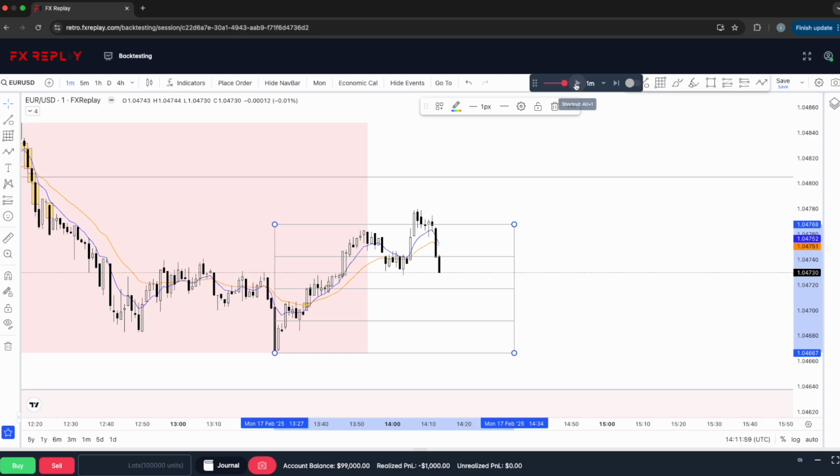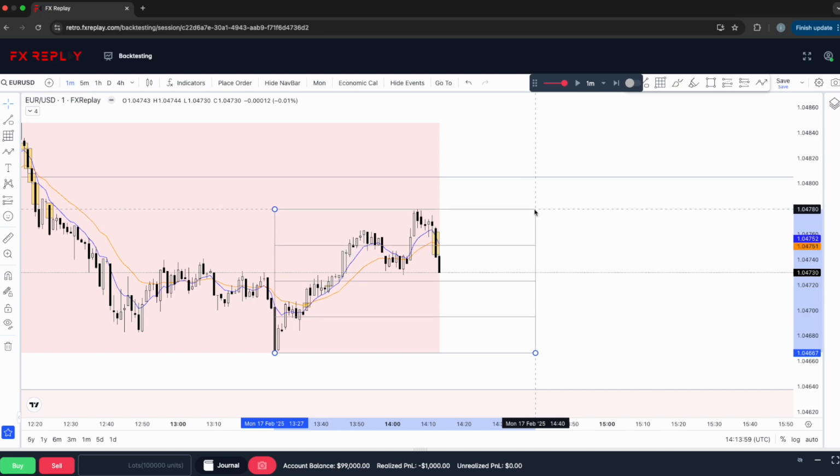Let's see what happens. Okay, 1, 2, yeah. I think this is the part where I'll use discretion a bit more, because I wouldn't classify this as a pullback, even though it does slightly, but it's just not strong enough. So I'll consider that as my high.